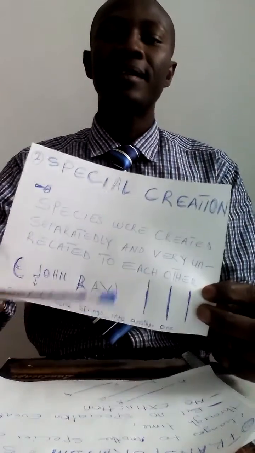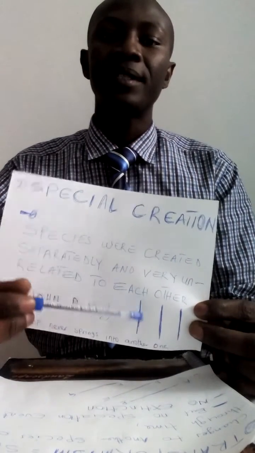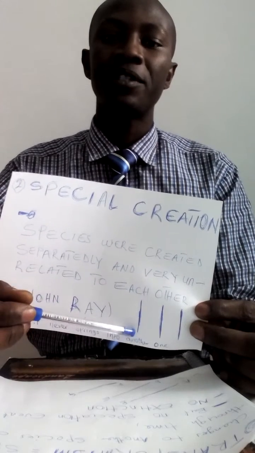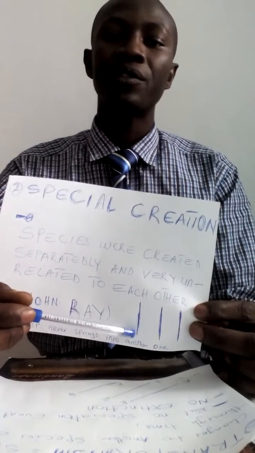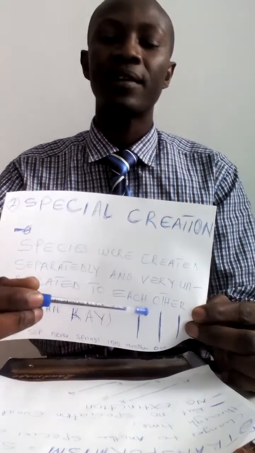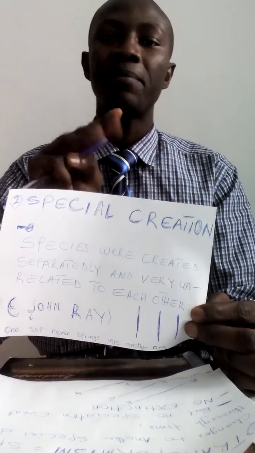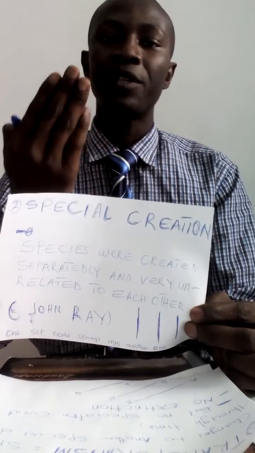Now, you can see this is how it works. These are the independent creations. This is one of the species. Species A was created independently from this one, and this one also was created independently from this one. So all species were independently created. There is no speciation event.